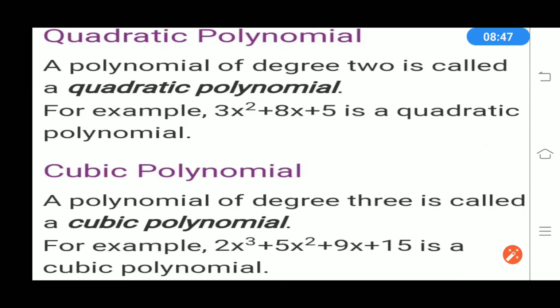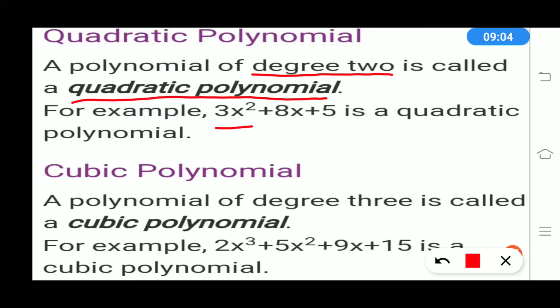Next one is quadratic polynomial. A polynomial of degree 2 is called a quadratic polynomial. For linear polynomial the degree is 1, for quadratic polynomial the degree is 2. As for example 3x square plus 8x plus 5. So here the degree is 2. Clear?